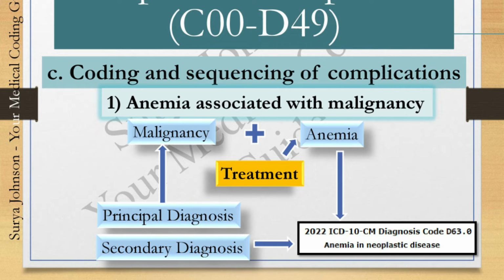In this scenario, you will still code the malignancy as the principal diagnosis, and D63.0, which is anemia in neoplastic disease, will be your secondary diagnosis. So, do not confuse on this point. Even if the treatment is directed to the anemia, the malignancy will be the principal diagnosis.